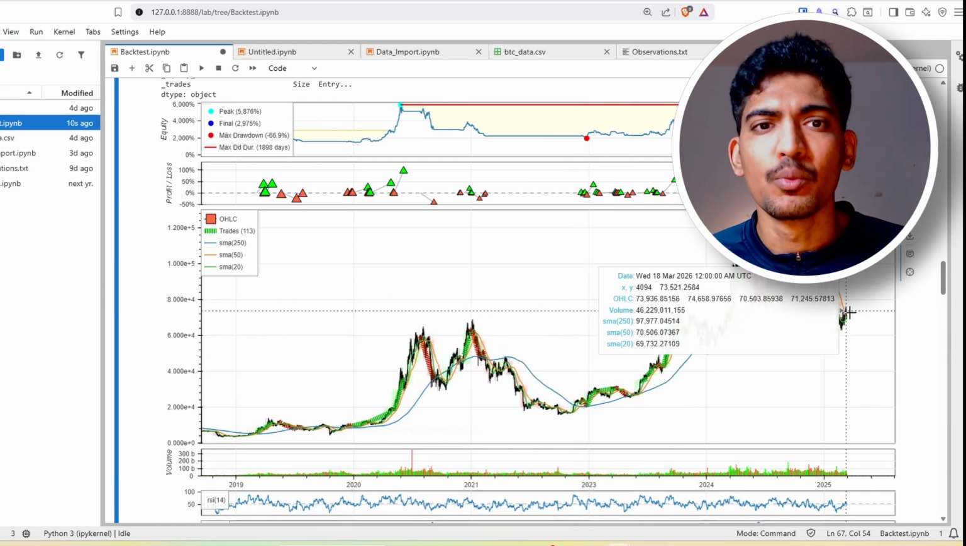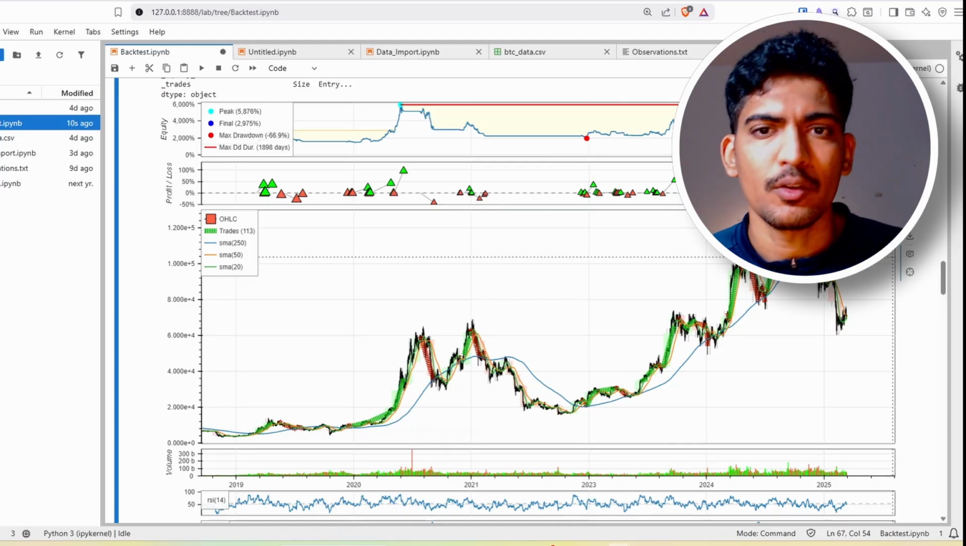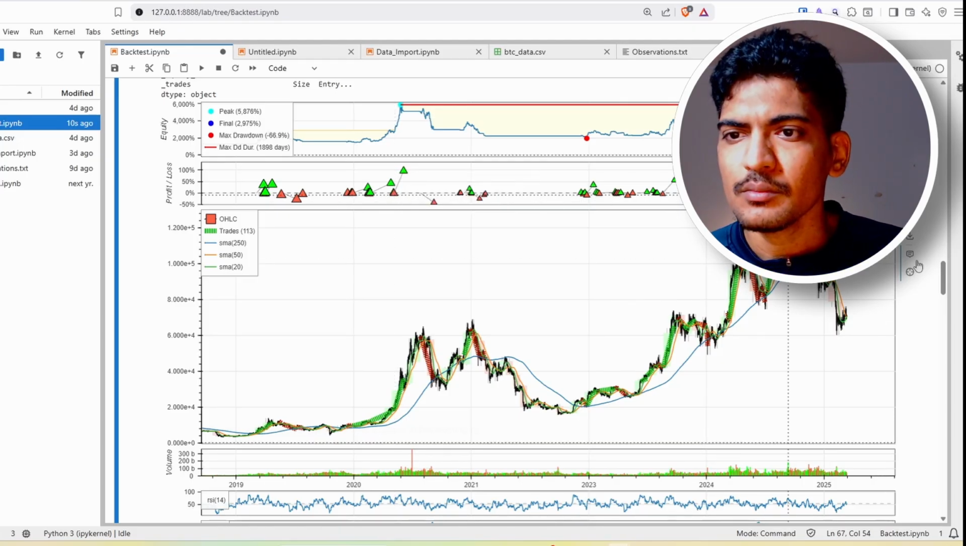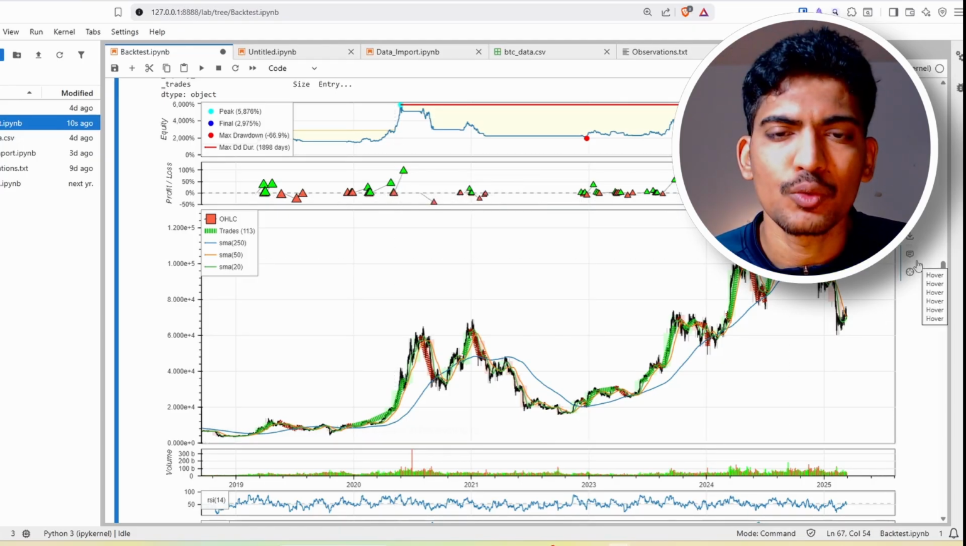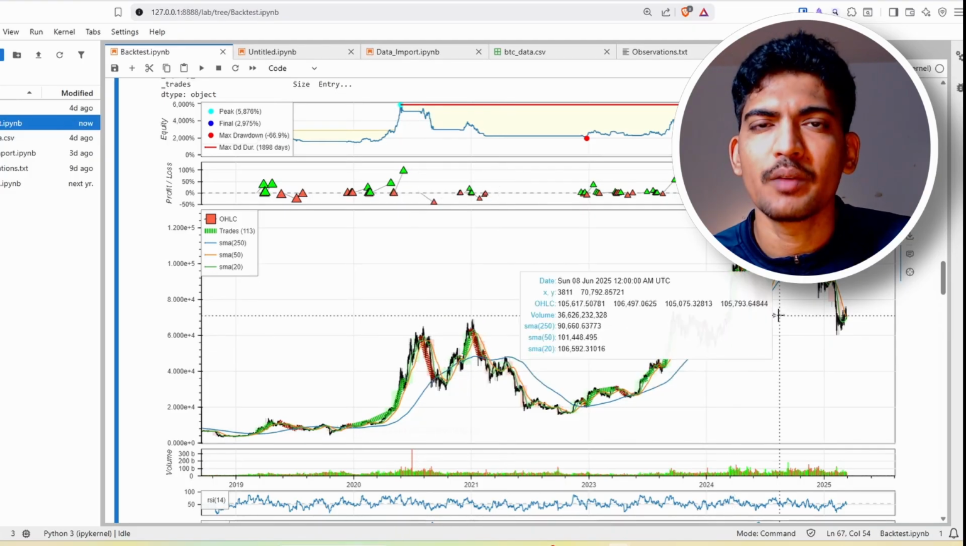So how can we improve that? Basically, we are trying to reduce the number of trades that we are doing, because I think we are doing a lot of trading and I want to reduce that. Why? Because I think this is a clear sign of overtrading, because we have added a condition for 20 days SMA.